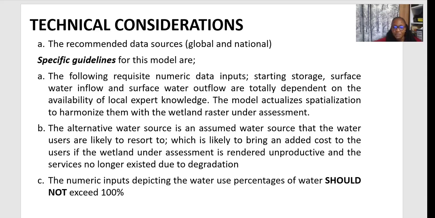Finally, the numeric inputs depicting the water use percentages should not exceed 100, because, of course, if you are exceeding 100, it means you have already overexploited that available resource. So if you are having 4 or 3 uses, like I've said, if it's domestic, if it's irrigation, if it's hydropower, or even livestock, it should not exceed 100%.